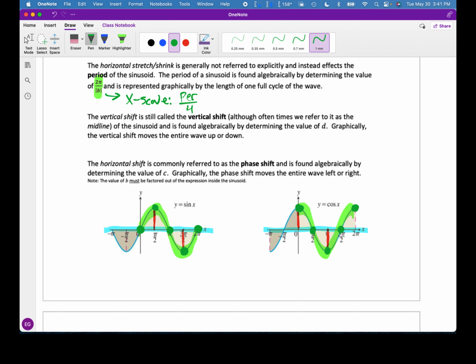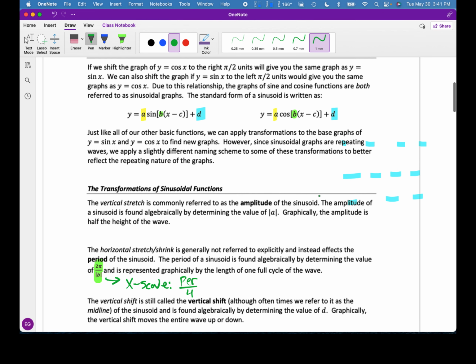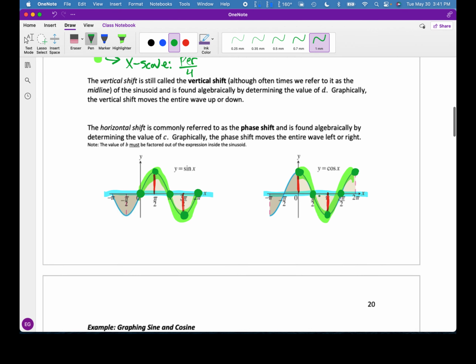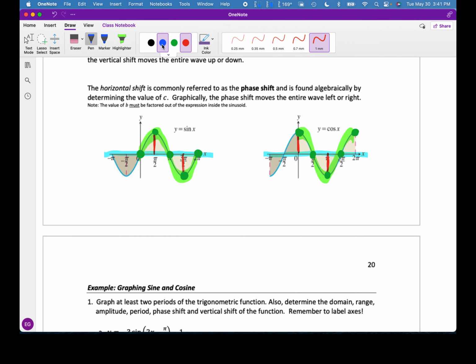All right. Last thing we got is the C value. C value is going to be basically where our starting point is. It's going to be a horizontal shift, which we often refer to as a phase shift. And it's going to tell us where this point moves to in sine or where this point moves to in cosine.